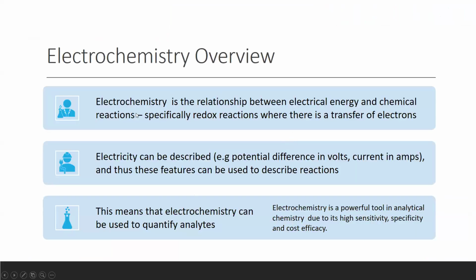As a sort of overview for what we're going to talk about today, electrochemistry is the relationship between electrical energy and chemical reactions, specifically redox reactions where there is a transfer of electrons. Electricity can be described such as potential difference or voltage in volts, current in amps, and these features can be used to describe reactions. And this means that electrochemistry can be used to quantify analytes. And really, you'll see that electrochemistry is a powerful tool in analytical chemistry. It's got high sensitivity, specificity, and cost efficacy.